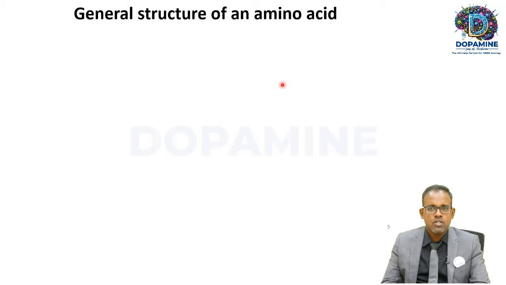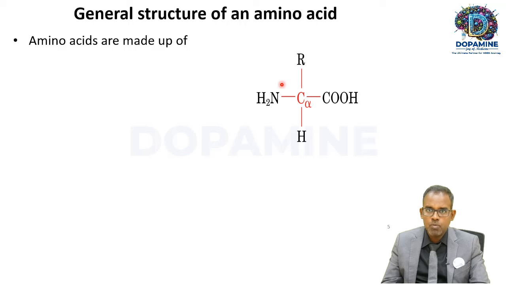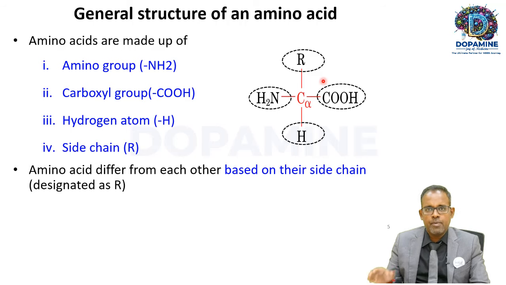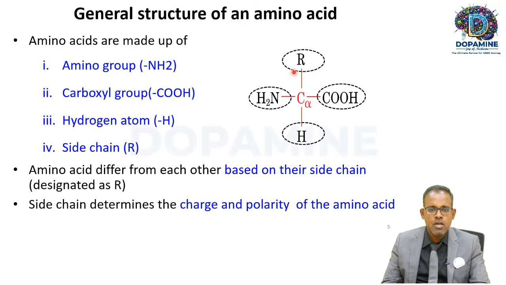Okay, fine. So this is a general structure of an amino acid. Amino acids are made up of an amino group and a carboxyl group, and there's one R group and one hydrogen. This R is nothing but a side chain. Amino acids differ from one another based upon their side chain, which is designated as R here. That is, the side chain will determine the charge of that amino acid as well as its polarity. So the nature of the side chain is very important for an amino acid.